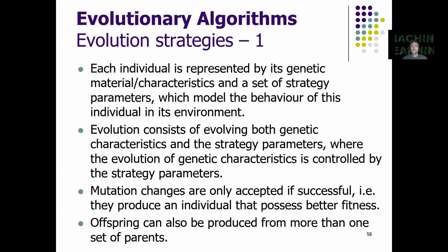Another difference is that in evolution strategies, offspring can be produced by more than one set of parents. Usually in GAs, we have a pair of parents. These are selected and they reproduce. In evolution strategy, you don't have that. There are variants where you can have many parents, not only two.